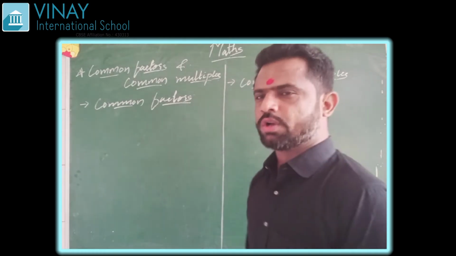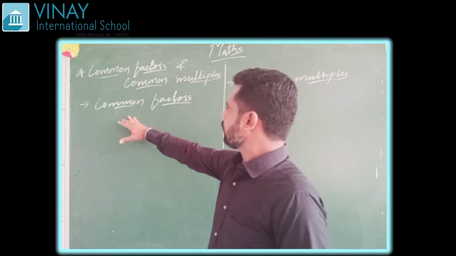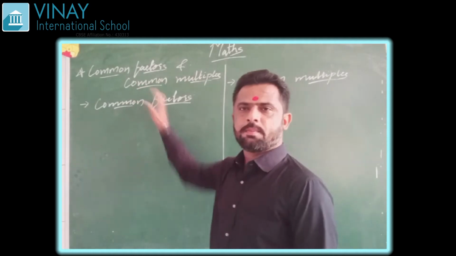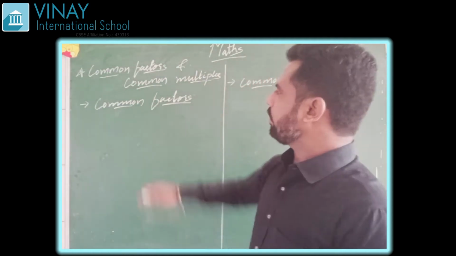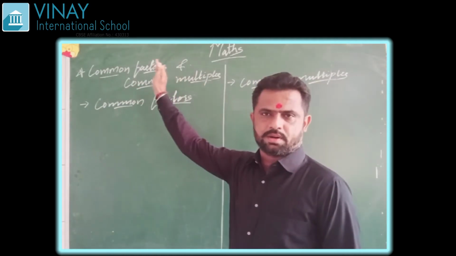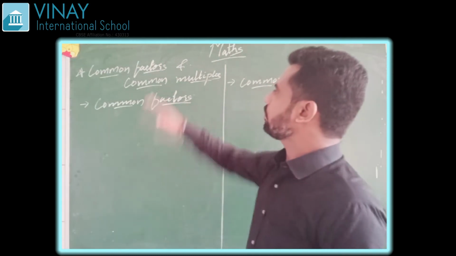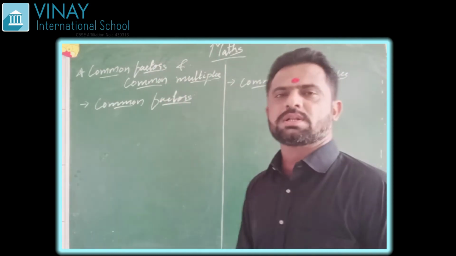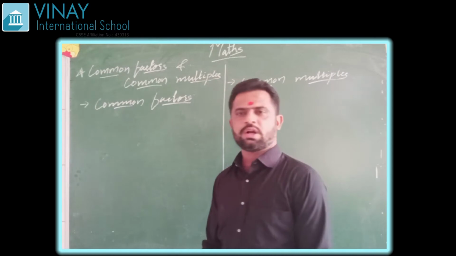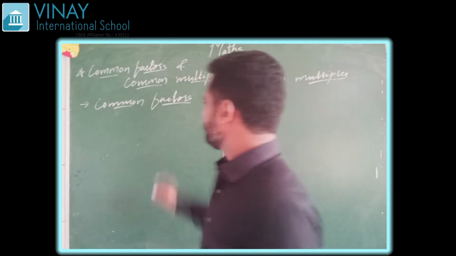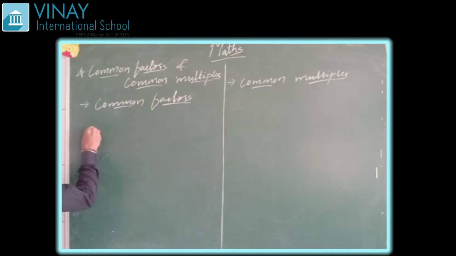Today we are going to learn about common factors and common multiples. Now we already know about factors and multiples. We have to find out common factors and common multiples of 2, 3 or 4 numbers. Let us see by examples.